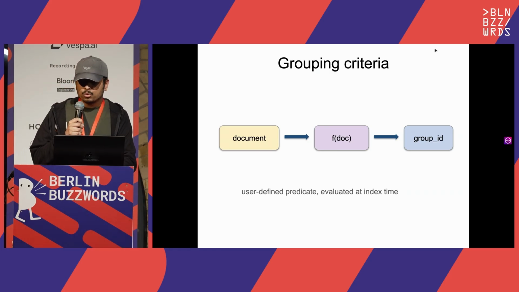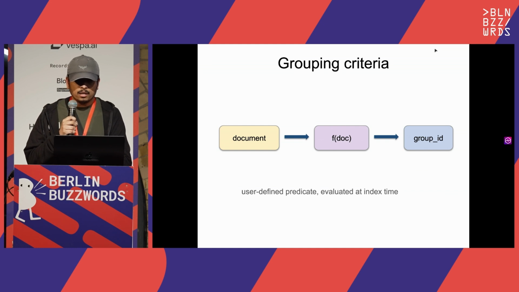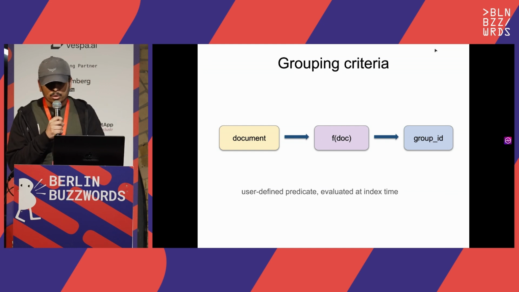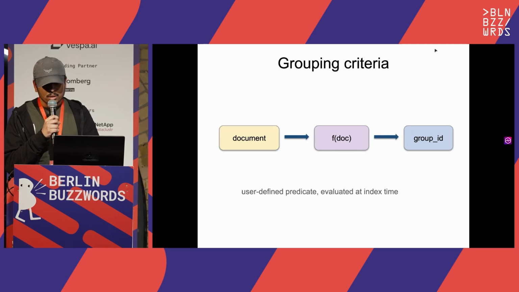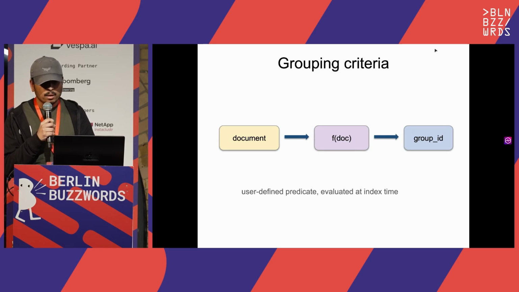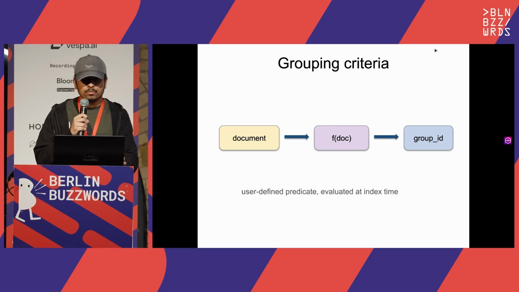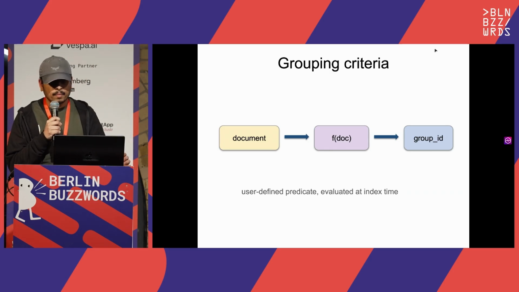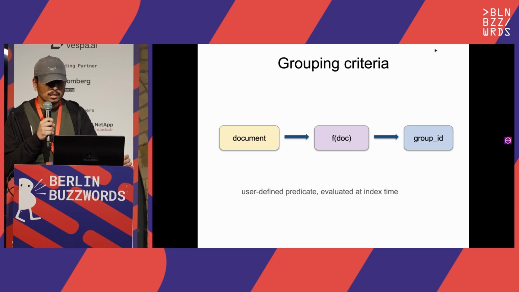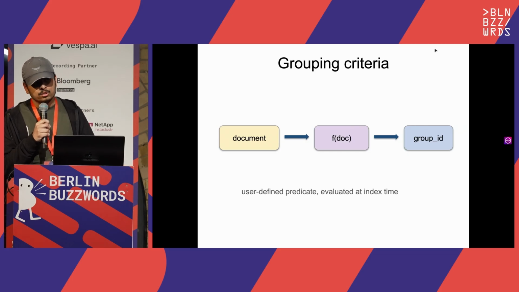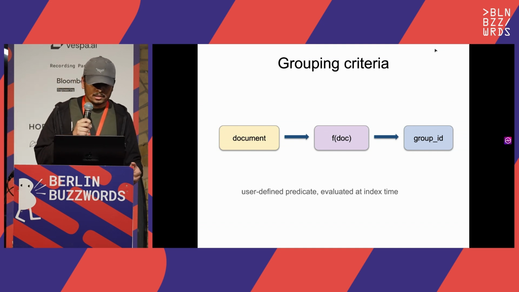Similarly, for a multi-tenant use case, the grouping criteria can be a tenant ID, ensuring that documents belonging to different tenants go to different groups. The grouping criteria function that we initially talked about is defined only once during index creation, and it is deterministic and lightweight. And as discussed, it is evaluated during ingestion time. So the overall overhead of evaluating the grouping criteria is almost negligible.